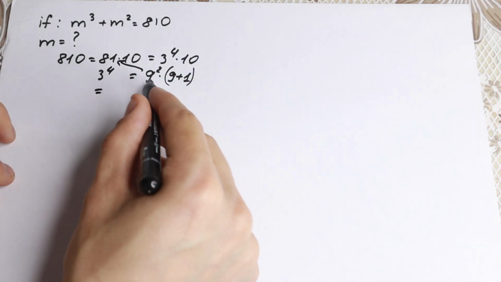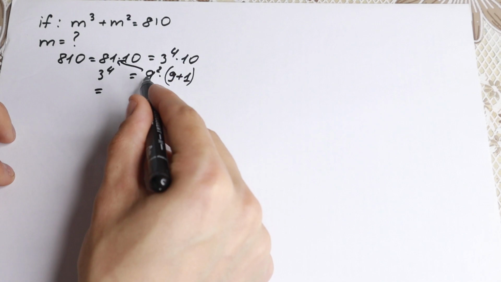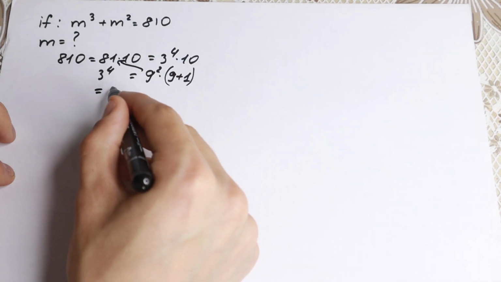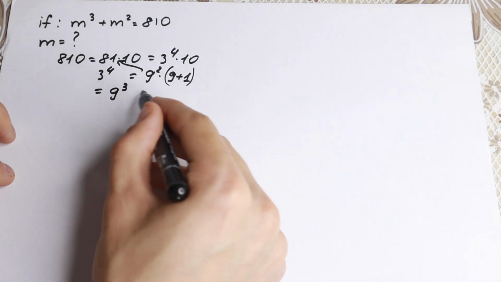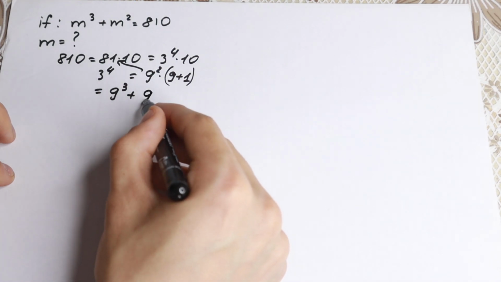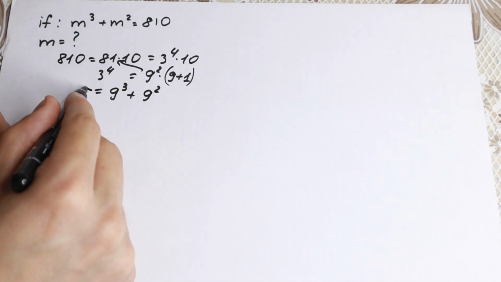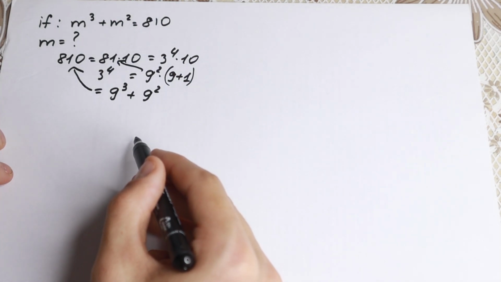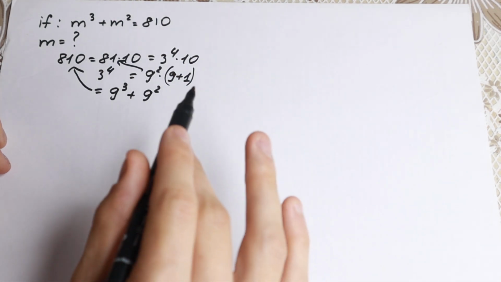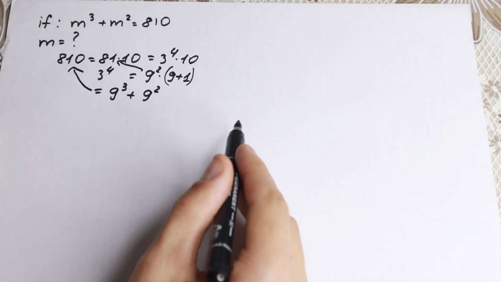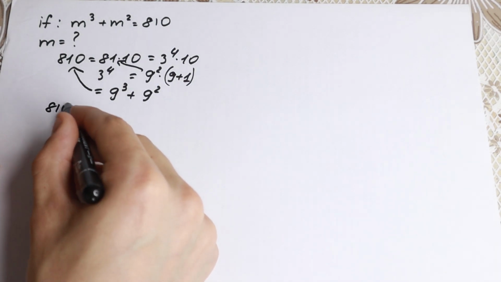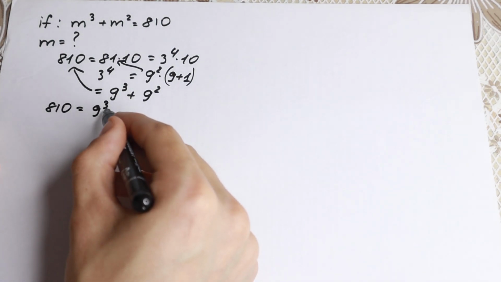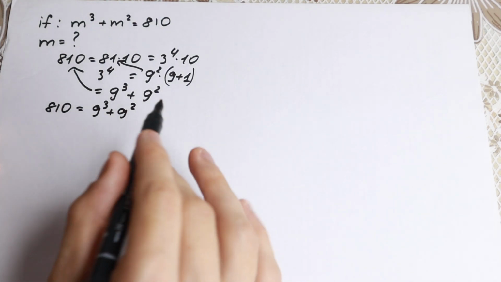But if you look closely, if we multiply it, we will have 9 squared times 9. This is 9 cubed, and plus right here 9 squared. So as you can see, our 810 can be written as 9 cubed plus 9 squared. I hope you understand. This is maybe the main moment, the main trick right here. So 810 can be written as 9 cubed plus 9 squared, and this is brilliant.